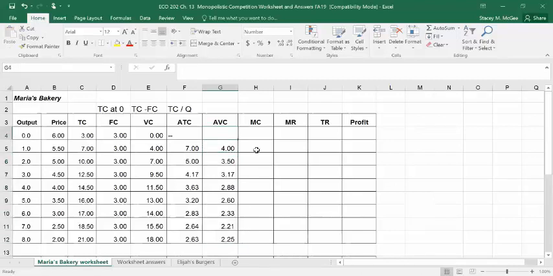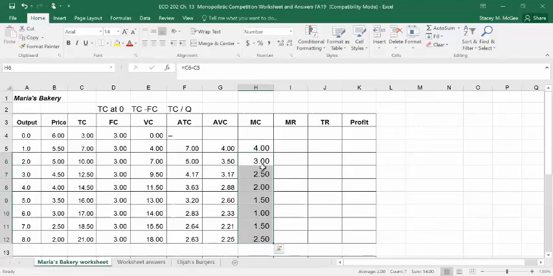Okay. Now, marginal cost is the change in the total cost divided by the change in the quantity. And our quantity is going up by 1, so really I'm just looking at the change in the total cost. So I can say this one minus the one before it. So when I went from 0 to 1, my cost went up by 4. And I can copy that down. And so each one of those is telling me how much my cost went up. So that's marginal cost.